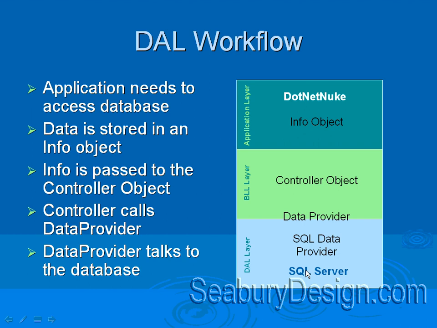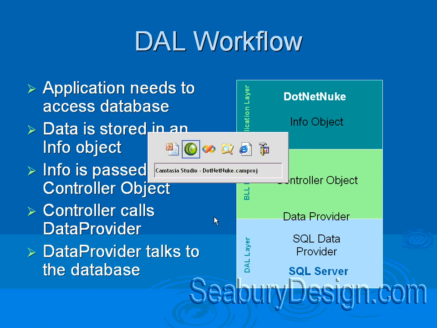So when we need to, let's say, add a new blog, what we'll do is store the blog info in the info object, pass that to the controller object. The controller object will say, okay, SQL data provider, I need to add a blog, and the SQL data provider will call the stored procedure that will do that. Not really too complicated, and of course things will work in reverse. When we need to return data, we'll pass it back through here, through the controller objects, store the info in an info object where DotNetNuke can look at it and pull out whatever info it needs. Okay?